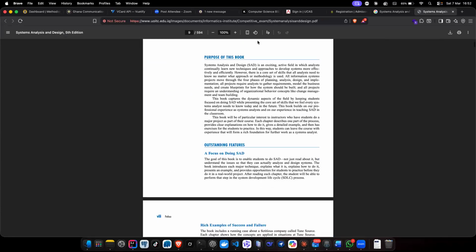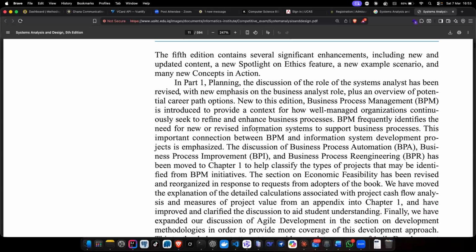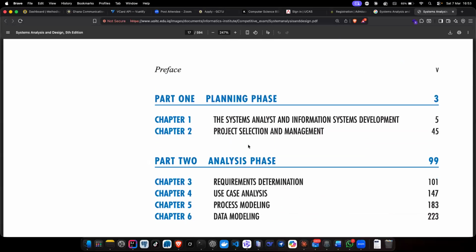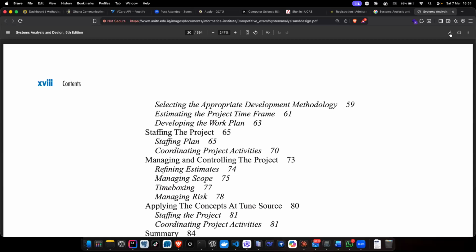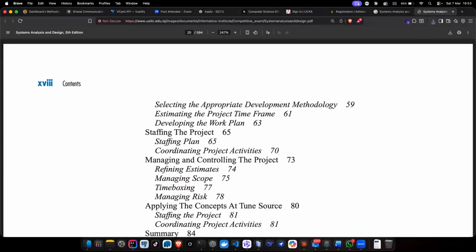So let me show you here. Yeah, so this one, you come in basically as a system analyst. Okay, so I'll give you the book. Let me download and share with you guys. Let me share it in the chat so that everyone can have it.